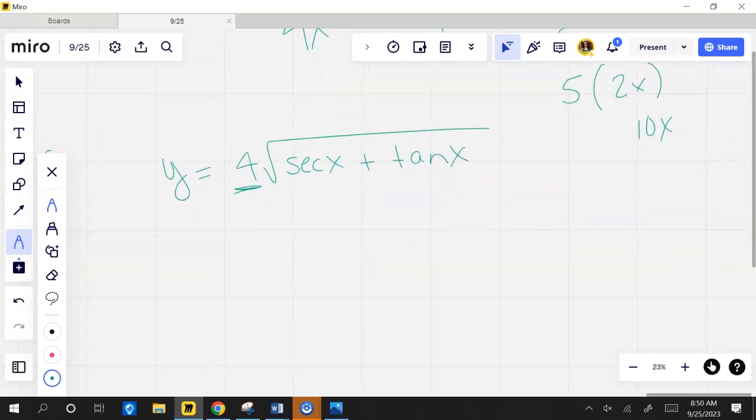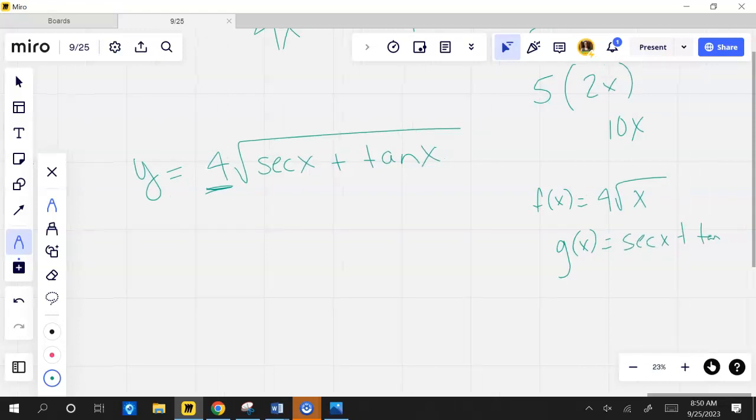So f of x, I would say, is 4 square root of x, and I would say g of x is secant x plus tangent x. No, what's wrong, Robert? I don't know. Do the same way you've done before. Let's look at what we got and let's work outside in.